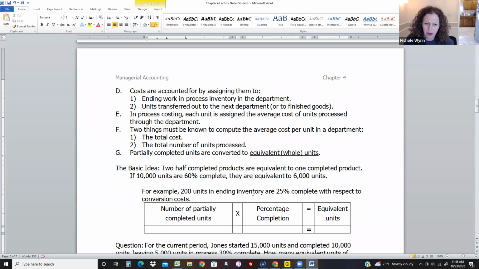So for example, if 200 units in ending inventory are 25% complete, then what would be the equivalent units? The number of partially completed units is 200. Uh-oh, I need this to be black. Thought I fixed that. Okay. So 200 units that are 25% complete is the equivalent of 50 EUs.